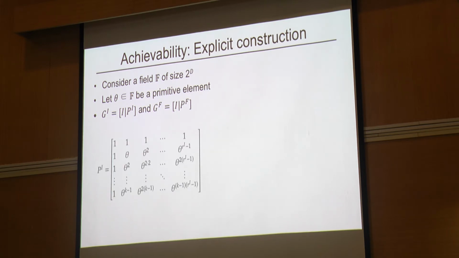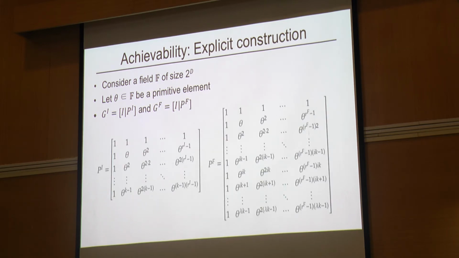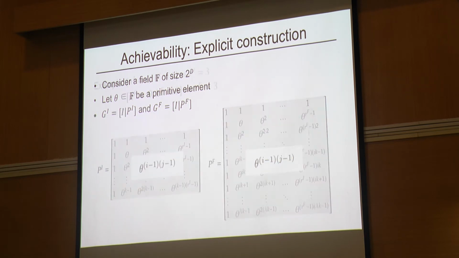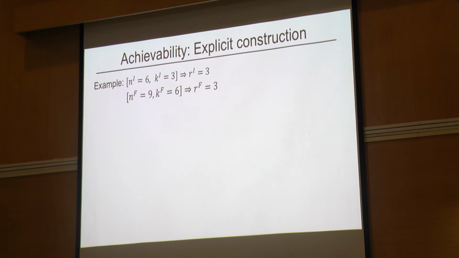So now, here is the structure of Pi and Pf. Both of them have the same structure, where the ijth element is theta to the power (i minus 1) times (j minus 1). Okay, so I'll take a more concrete example to show why this works. Suppose we are going from a 6-3 code to a 9-6 code. Both the initial and the final codes here have r equal to 3.